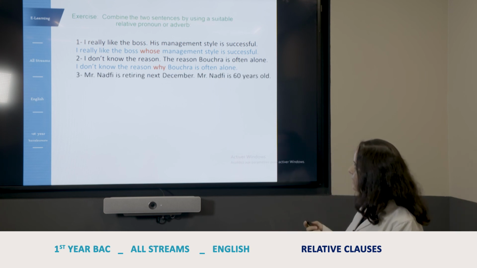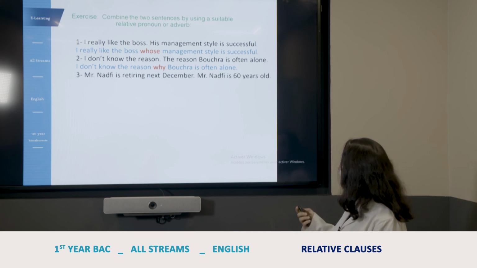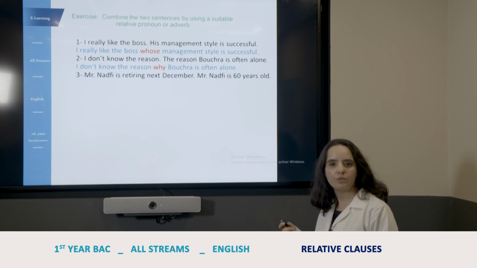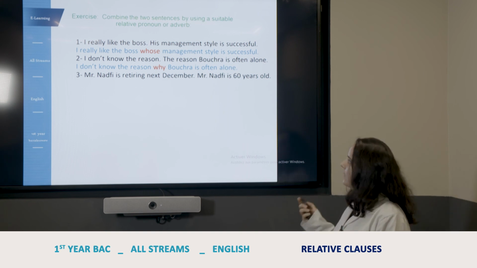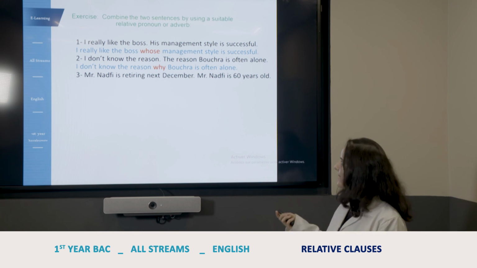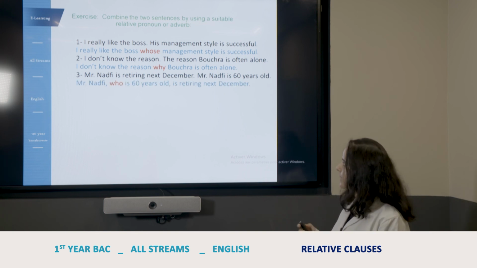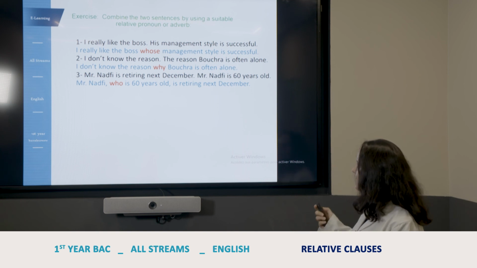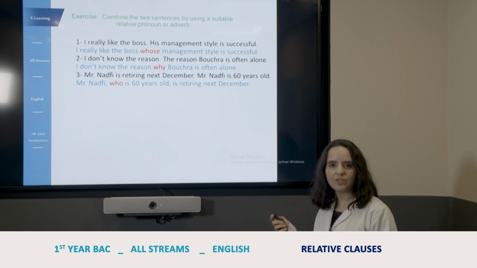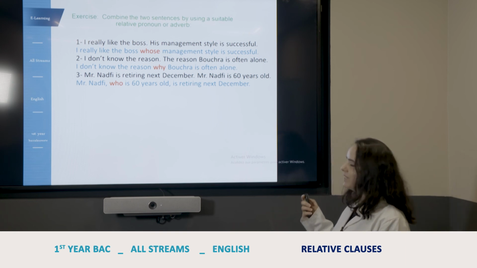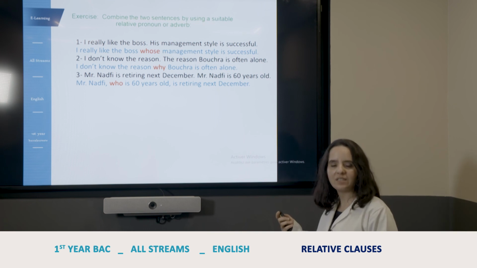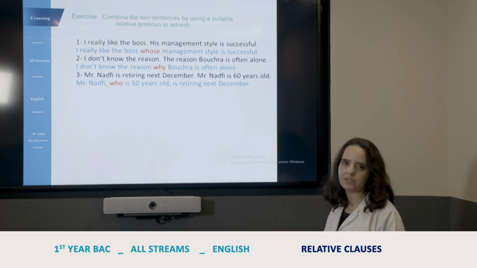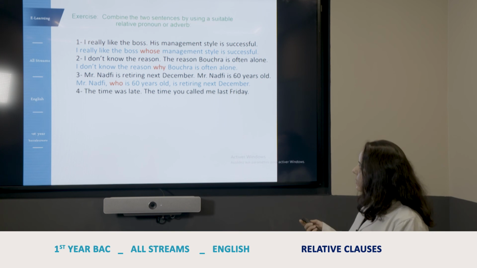Number 3, Mr. Nadfi is retiring next December. Mr. Nadfi is 60 years old. So here, Mr. Nadfi is repeated in both sentences, and we're going to use a relative pronoun that refers to a person. And that relative pronoun must be a subject pronoun. So, Mr. Nadfi, who is 60 years old, is retiring next December. Here, don't forget to write commas, because this is a non-defining relative clause, since we have the name. Who is 60 years old just gives us more information about Mr. Nadfi.